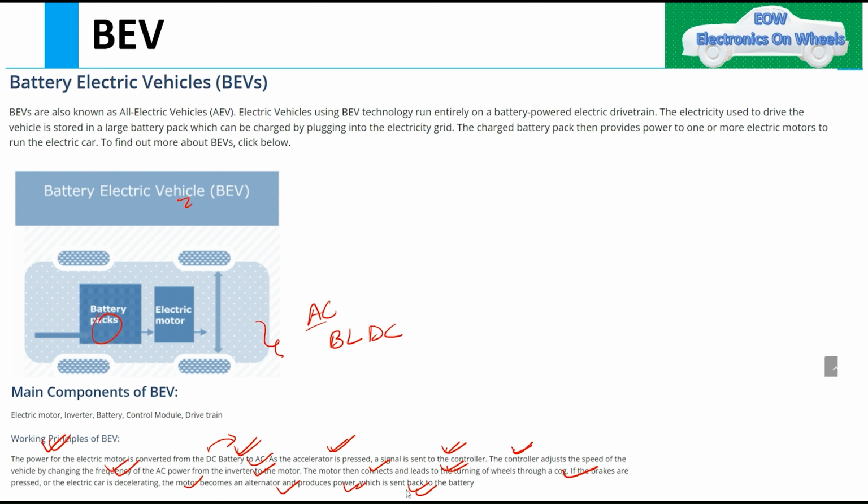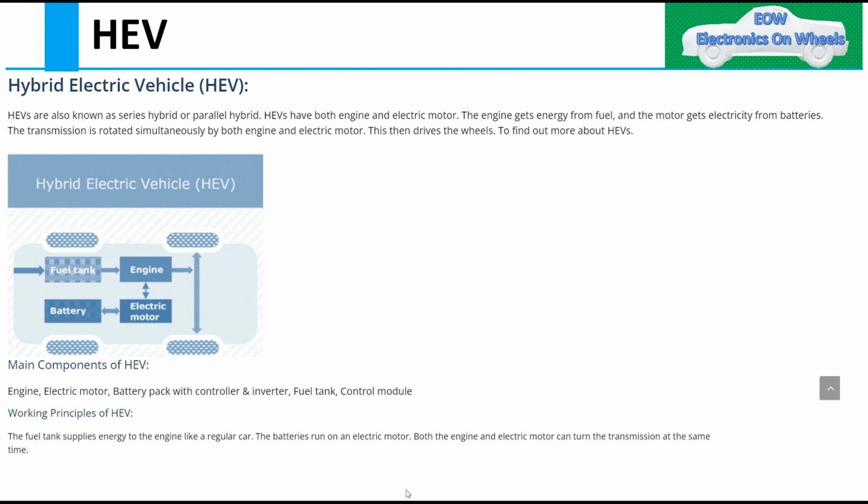But we will explain in depth the technology behind this. So moving to the HEV, that is hybrid electric vehicle. In a hybrid electric vehicle, this can be a series hybrid or parallel hybrid. What does it mean? That you can use your motor with the engine in series or in parallel as well. So you can see your fuel tank, then your engine, then your electric motor, and the battery is powering your electric motor.